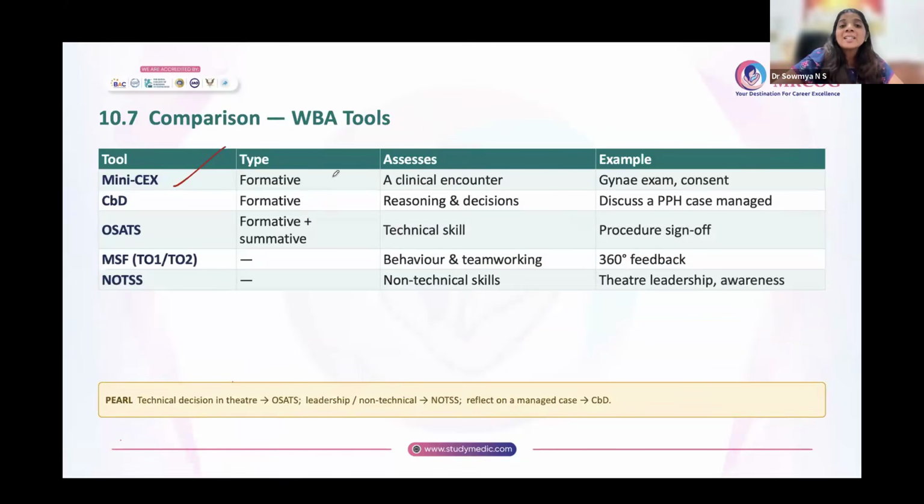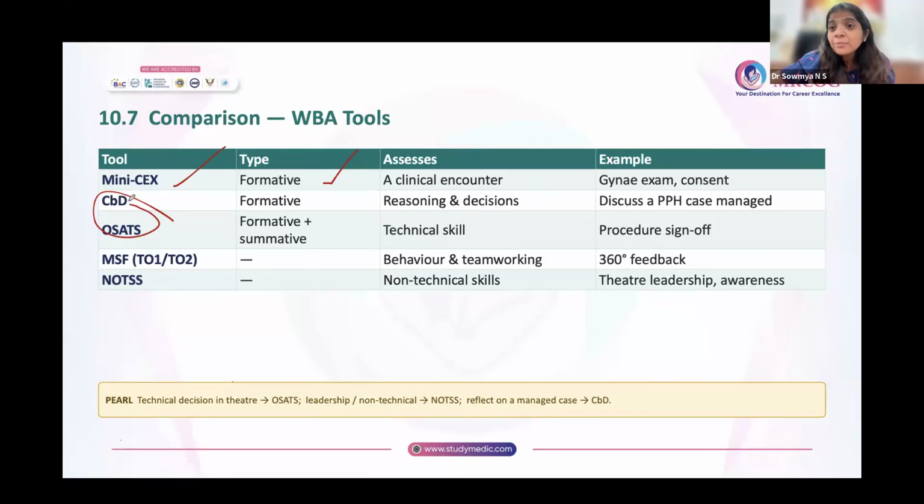Mini-CEX, which is a formative assessment, a clinical encounter, like how we examine the patient and how we counsel. Remember, breaking bad news is Mini-CEX. Case-based discussion: let's assume you have managed a postpartum hemorrhage and you are going to discuss the same with your educational supervisor tomorrow, to understand what you did, what you didn't do, and what the reasoning and decisions were.